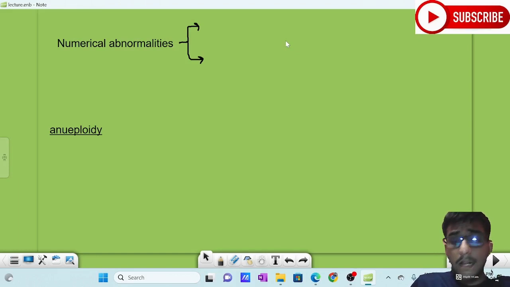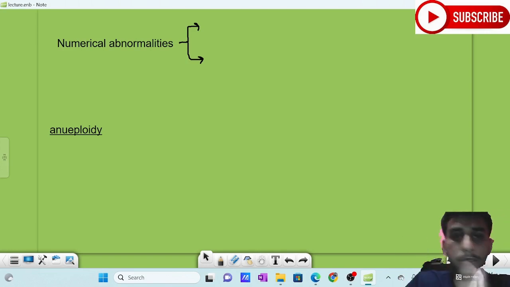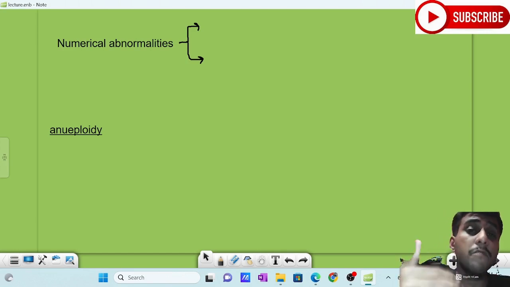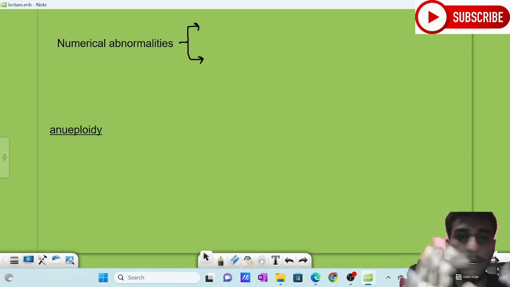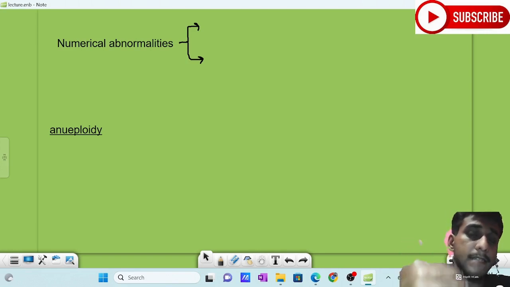In numerical chromosomal abnormalities, we are talking about the change in the number of chromosome. It is either the addition of a chromosome, or the removal of the chromosome in the cell. Okay, we will understand it. We are talking about the change in the chromosome number. It is not the chromosome structure. We are not dealing with chromosome structure now. We are dealing with the chromosome number, by the addition of a chromosome or a deletion of a chromosome.